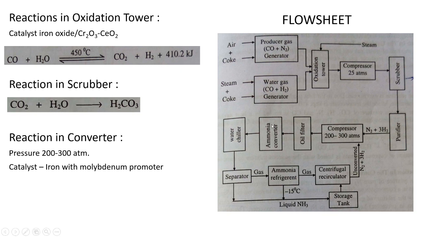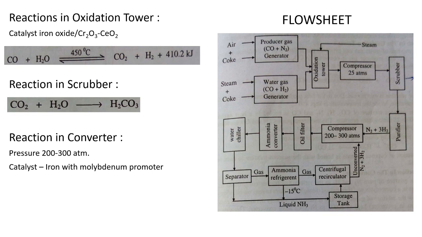So in this ammonia converter, what is there? There is a finely divided iron catalyst with molybdenum as promoter. Means here on the surface of molybdenum, the iron catalyst is there. So they help each other to enhance the catalytic activity. And this reaction converter is kept at 500 degrees Celsius.